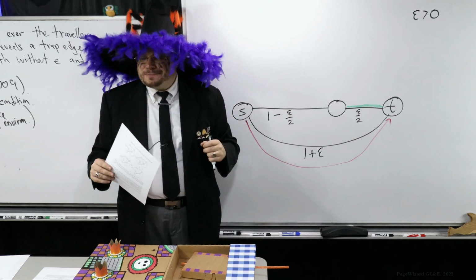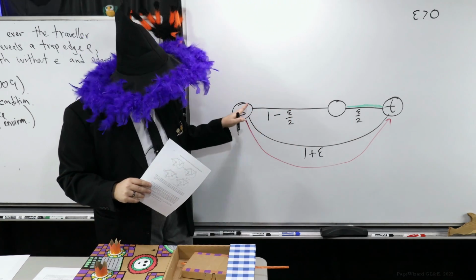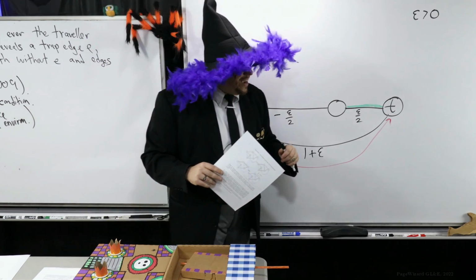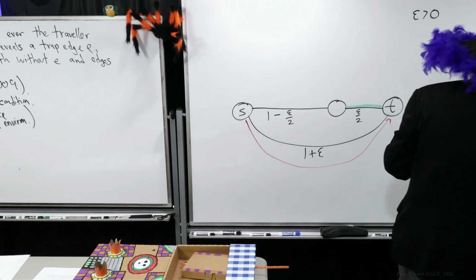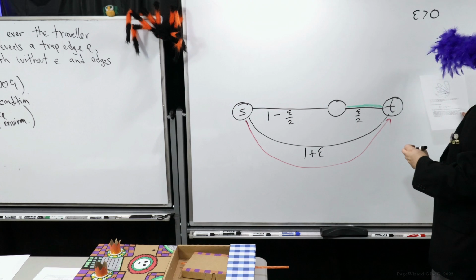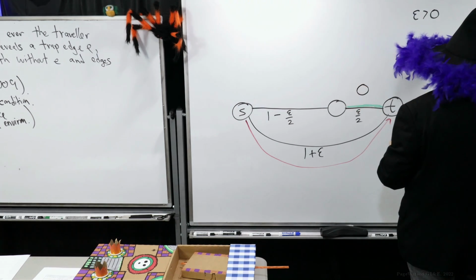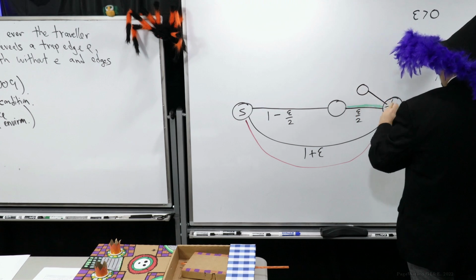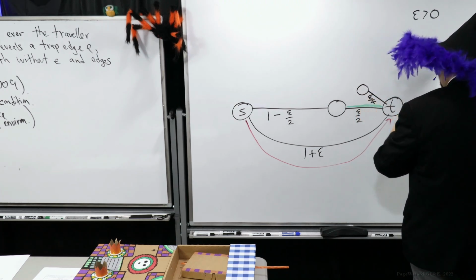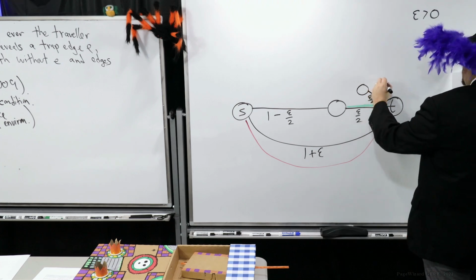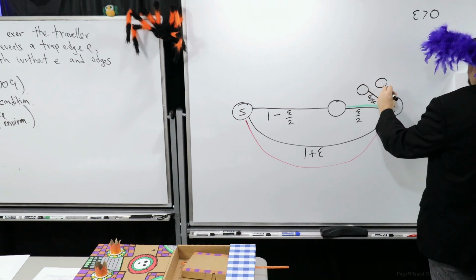Is that clear, everybody? We're not going to use the red path. I don't want to use the red path. I want to instead make the traveler go on a weird little chase. So what I'm going to do is now introduce another vertex. Its weight is going to be epsilon over 4 away from T. And I'm also going to introduce another one, epsilon over 8.